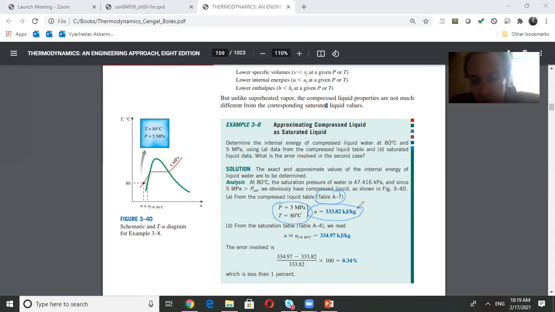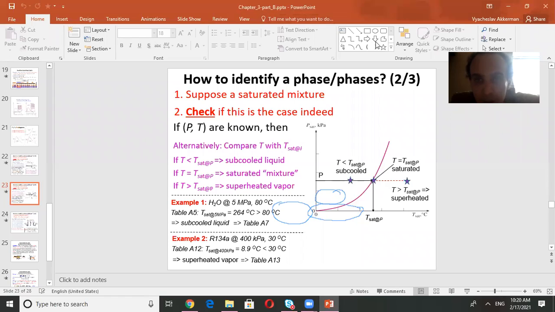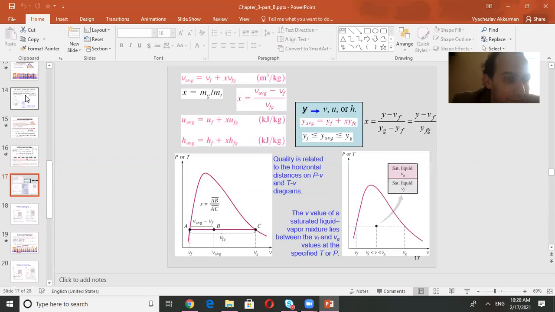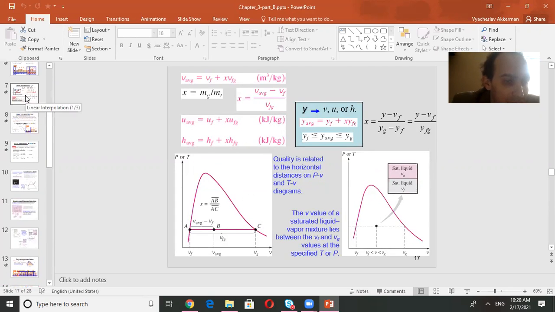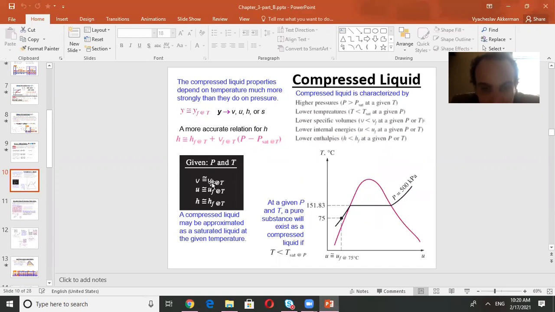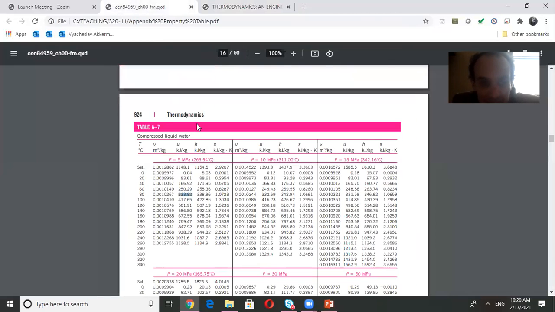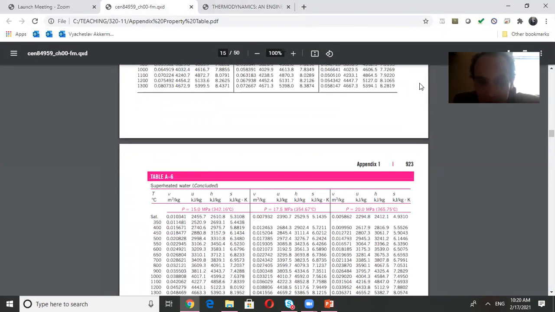But another way you can do, you can go to the saturated table. So what I will do here, remember, I can approximate it by saturated liquid. I can do the following. I will take vf at this given temperature of 80 degrees Celsius. So which table should I take then? Which table? It will be the saturated table. Exactly, it will be the saturated table.